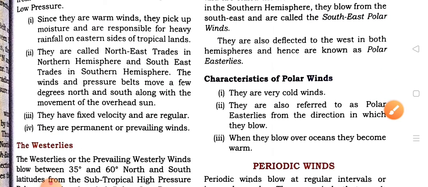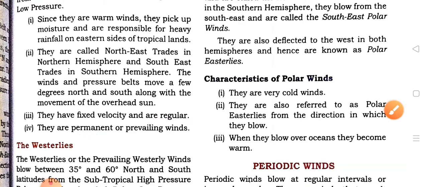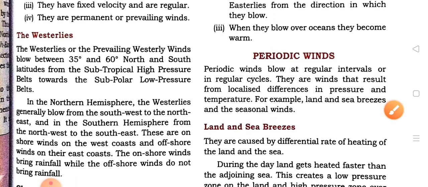They have fixed velocity and are regular, because we know that it is a permanent kind of wind, so they have a fixed velocity, which means speed, and are regular. Next, it is a permanent or prevailing wind. Permanent or prevailing wind means that the wind always flows throughout the year in one direction in the same latitude. After this, the next permanent wind is the westerlies.